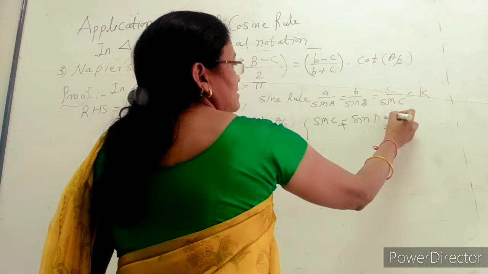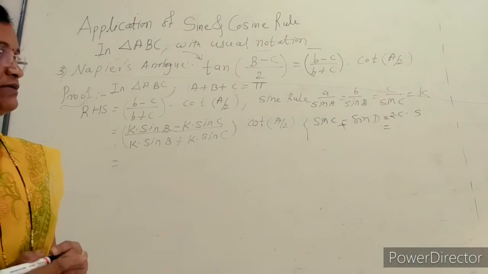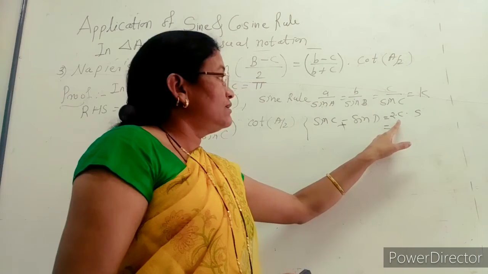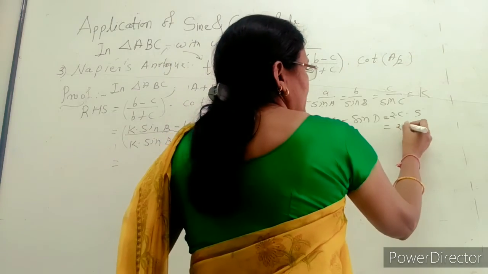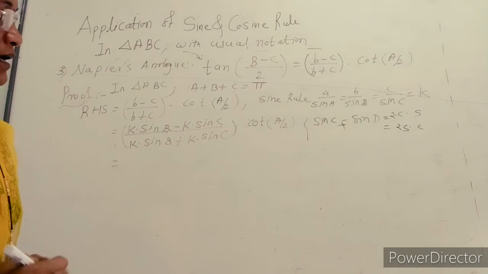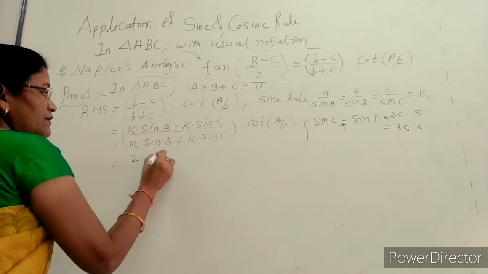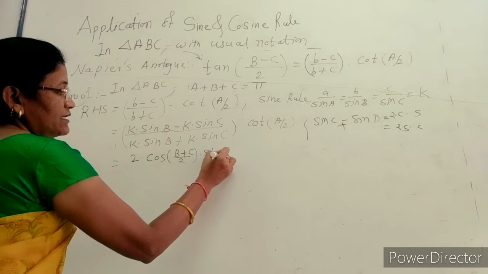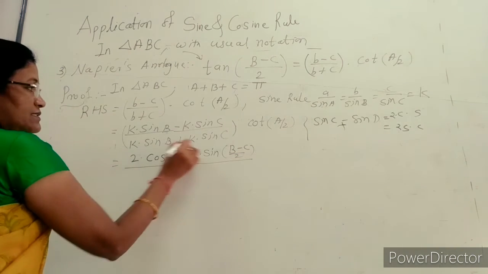You know that sin C minus sin D equals 2 times cos of (C plus D) upon 2 into sin of (C minus D) upon 2, and sin C plus sin D equals 2 times sin of (C plus D) upon 2 into cos of (C minus D) upon 2. So the simplification gives 2 times cos of (B plus C) upon 2 into sin of (B minus C) upon 2, whole divided by sin B plus sin C.